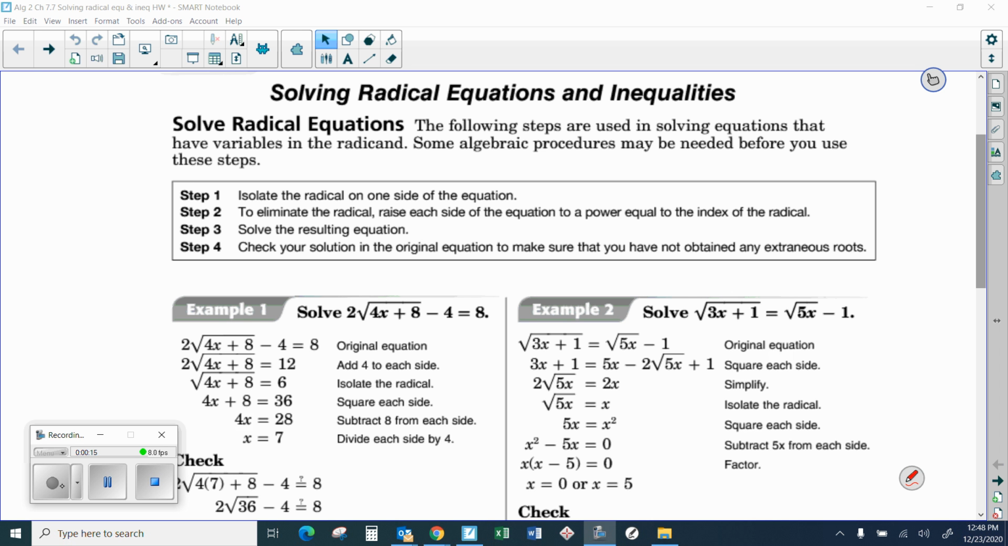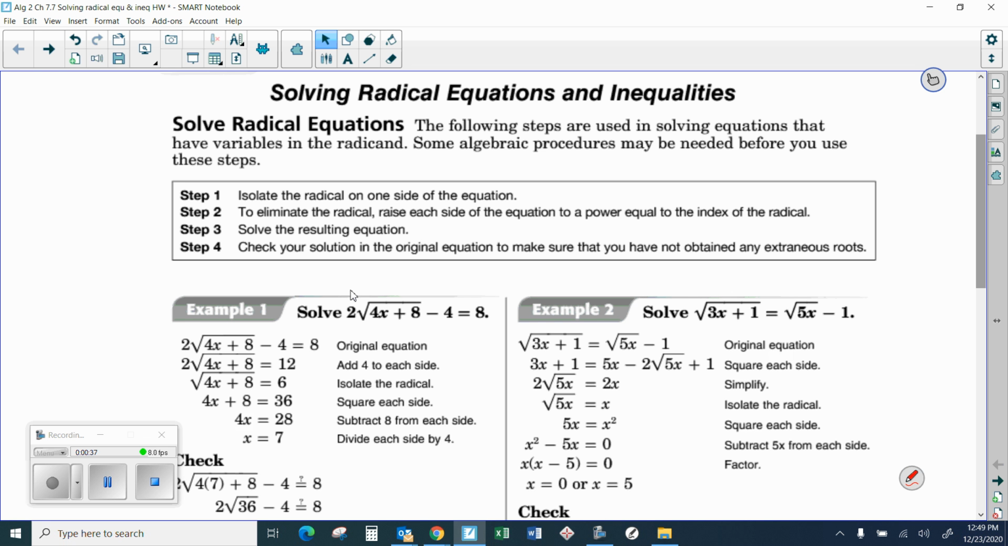To eliminate the radical, raise each side of the equation to the power equal to the index of the radical. The index is the root itself. So in this case, it would be a 2. So after we get the radical by itself on one side, if there's only one radical involved, then raise it to the second power, because that was a square root. And with whatever you do to one side, you do to the other side.